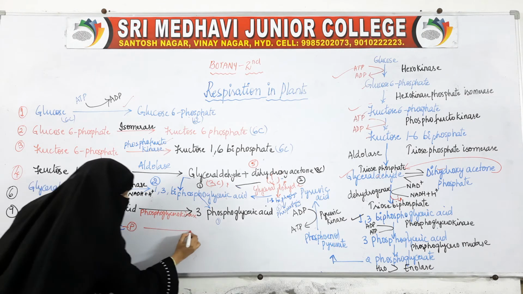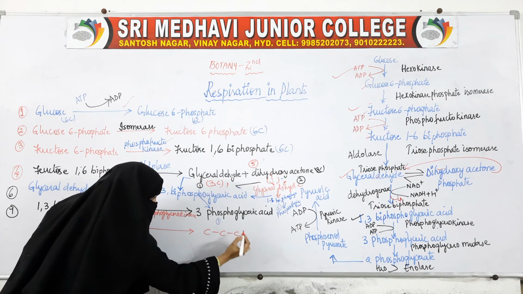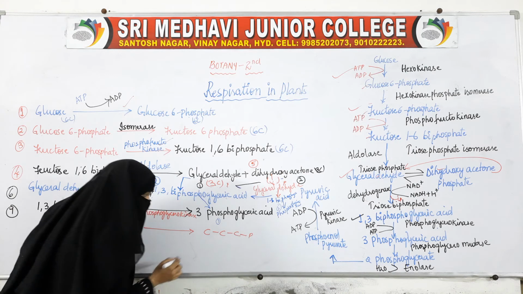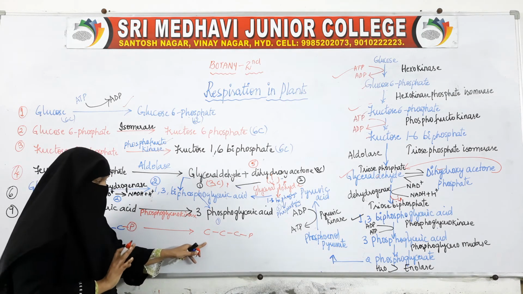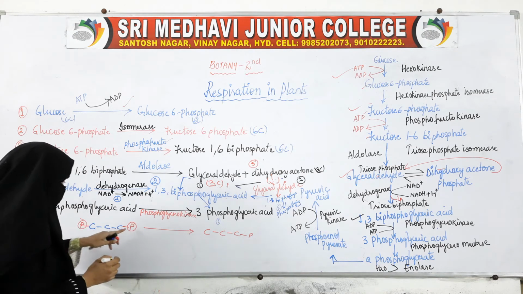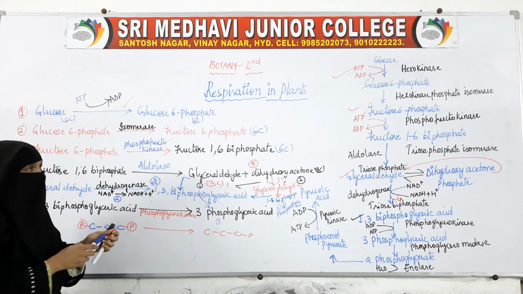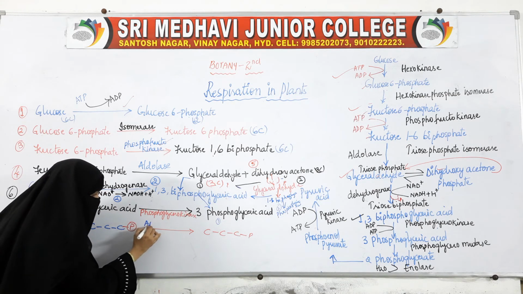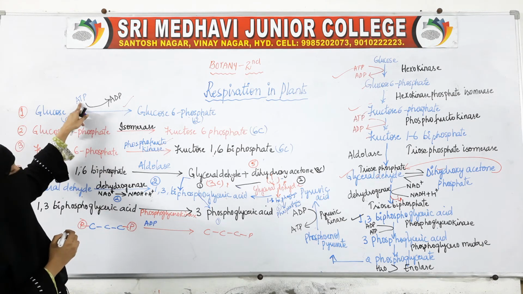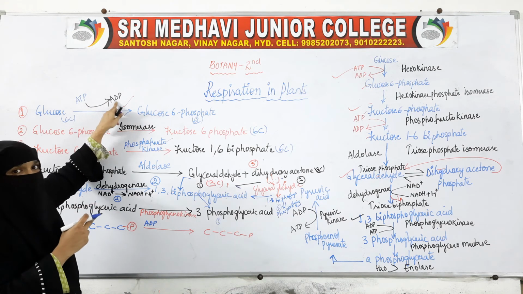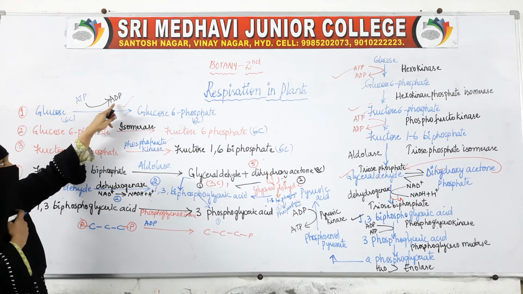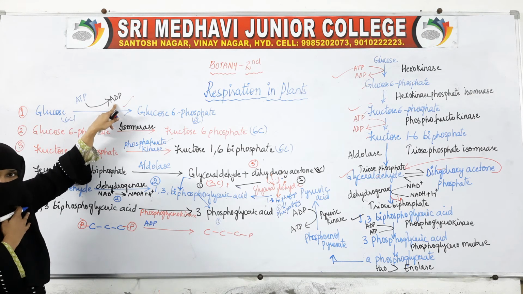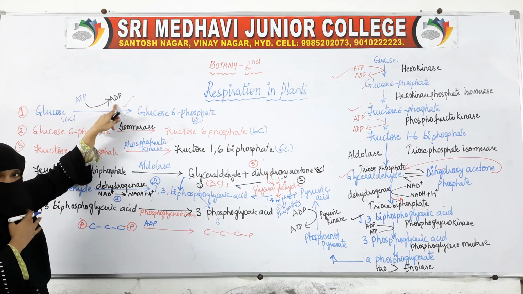Now, what is happening here? Simple. 1, 2, 3 carbons, and one phosphate is attached and one phosphate is being released. So, it is coming out. So, this released phosphate, where is it going? Already ADP is there now inside the cell. We have utilized ATP, and ATP has been changed to ADP now. ATP has lost the phosphate and changed into ADP.